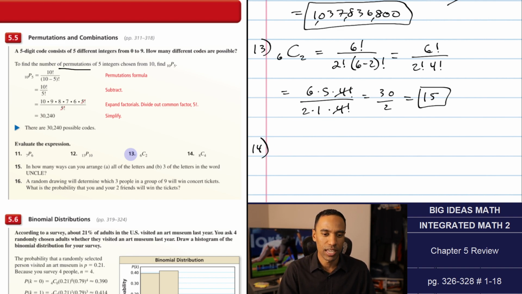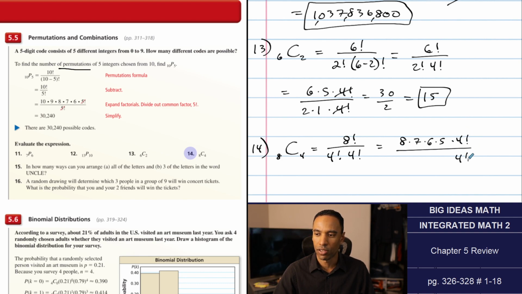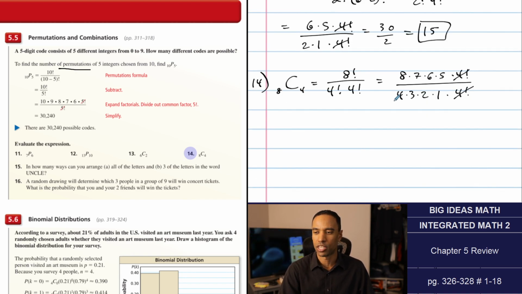And number 14, we have 8 choose 4. Remember, 8 minus 4 is also 4. So we'll get 8 factorial over this original 4 factorial and then times 8 minus 4 factorial. So 4 factorial there. So that's 8 times 7 times 6 times 5 times 4 factorial over, and I'll leave that 4 factorial there while I do 4 times 3 times 2 times 1. The reason I leave that one there is because these are going to go away. And let's keep working this out.